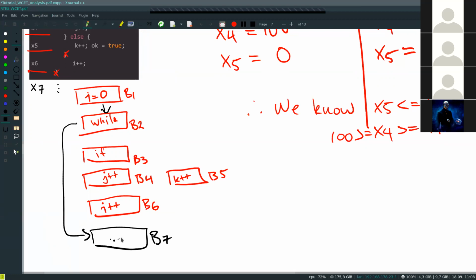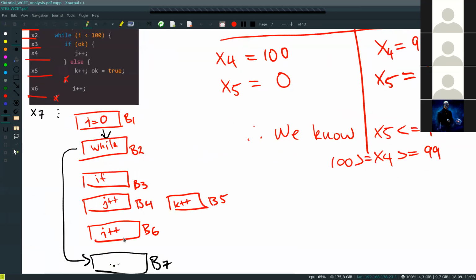And so then the flow is the while loop is always going to go to X3. Now the if statement can go either to the J++ or down to here. And then these will both go down to here. And the I++ will always go back up to the while loop. So that should be our control flow if I haven't missed anything.